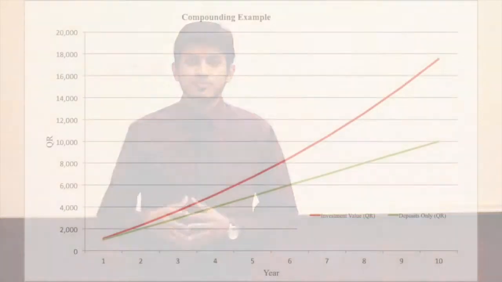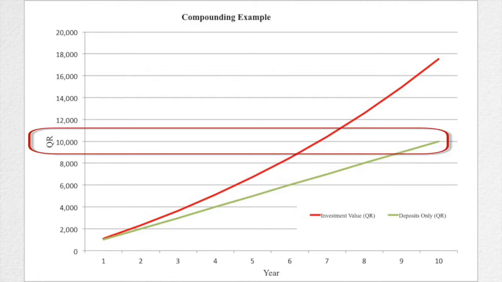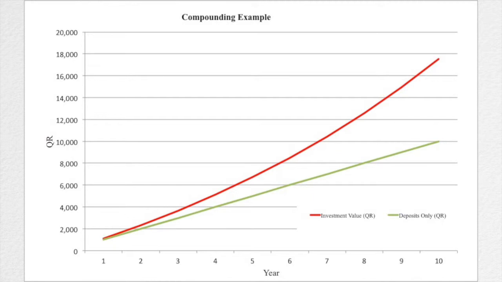Take a look at this graph. If we focus only on the amount he sets aside each year, then after 10 years, he would have kept aside 10,000 riyals as the invested amount. However, the total value of his investment after 10 years has grown to 17,531 riyals. How did this happen? He was able to gain additional money on his bank deposits because of the compounding effect of reinvesting his interest earnings each year.